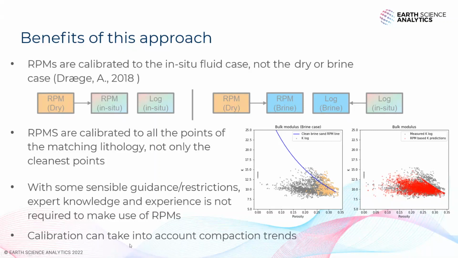And finally, calibration could take into account compaction trends. So we could use depth trends in here. And also, with some sensible guidelines or restrictions, we don't need expert knowledge to make use of these RPMs. So because we're taking care of the fitting part of this, we really just need some guidance for the user in terms of which model to pick.